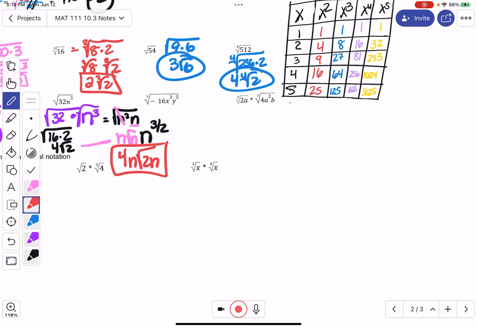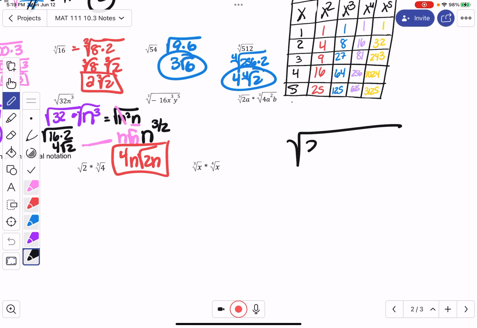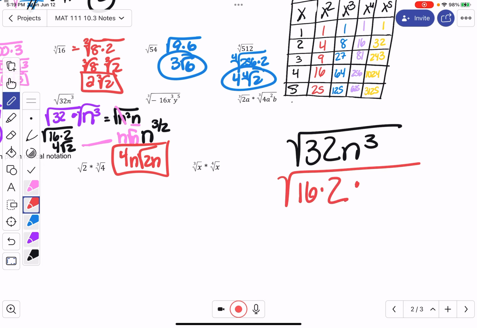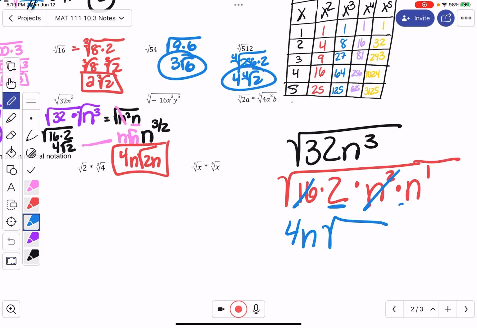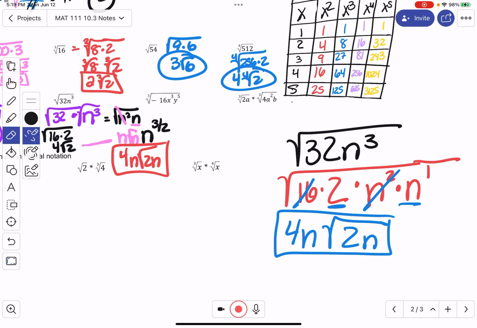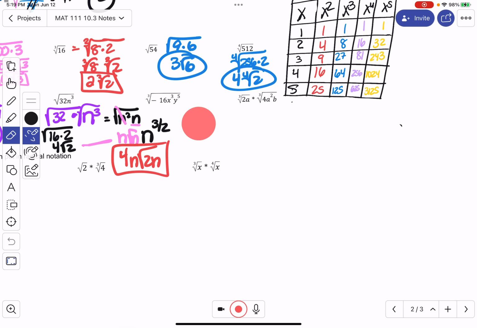So I'll show you that again because it can get a little bit confusing, especially where it's little like that. So we're breaking this 32 up into 16 times 2 and break the n into n cubed times n to the 1st. 2 plus 1 is 3. That's why we can do that. Square root of 16 is 4. Square root of n squared is n. Now we're left with 2n on the inside. So that's another way to think about it. You're just simplifying each part as far as you can to get into the next thing.